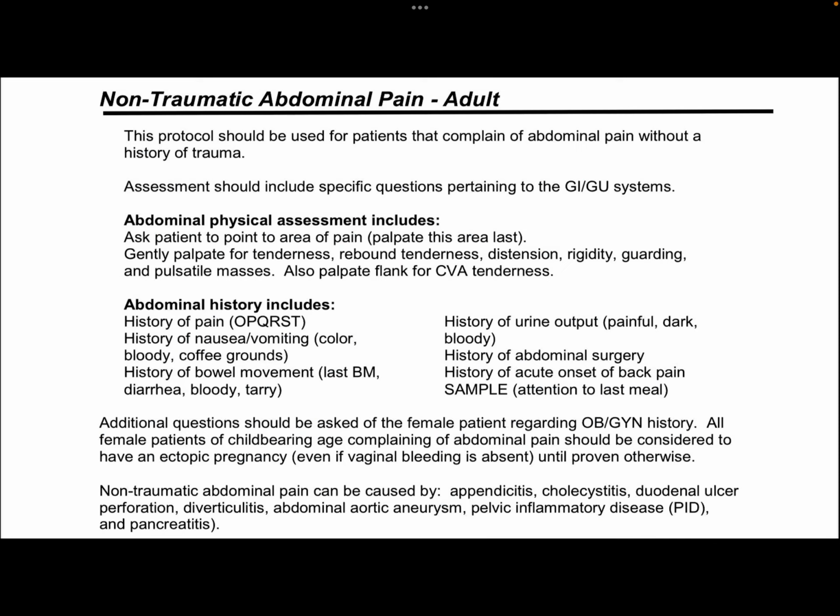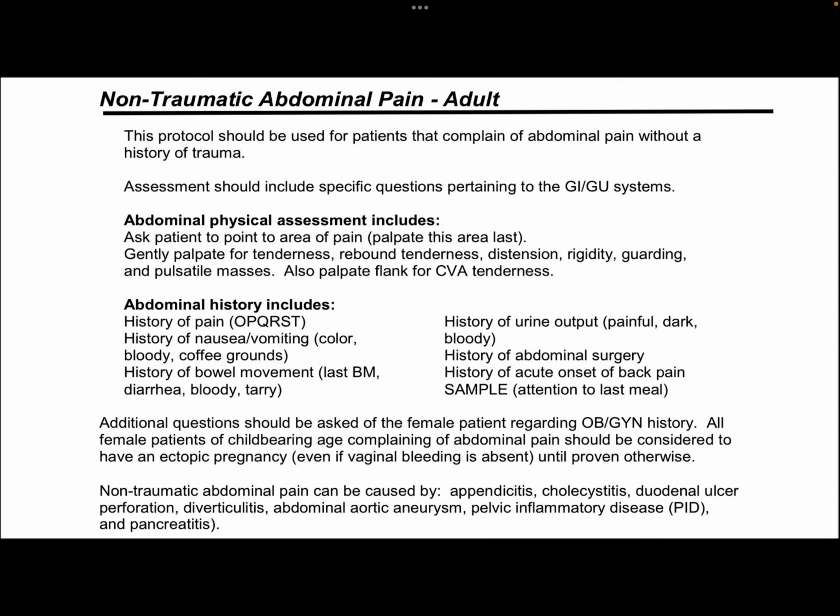Ask about their abdominal history, including their pain. So OPQRST. If they say they've been nauseous or vomiting, what color is it? Is it bloody? Does it look like coffee grounds? How often? That kind of thing. Ask about their last bowel movement, if it was diarrhea, if it was bloody, if it was tarry, how frequent it's been, history of urine output. Is their urination painful? Is it dark? Is it bloody? Does it have an odor to it?